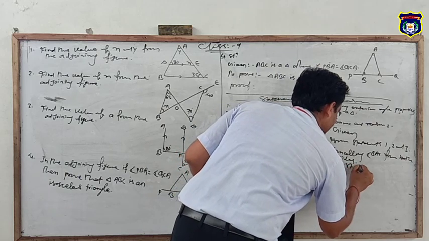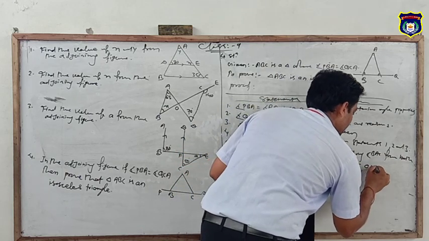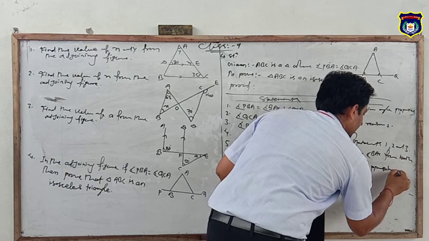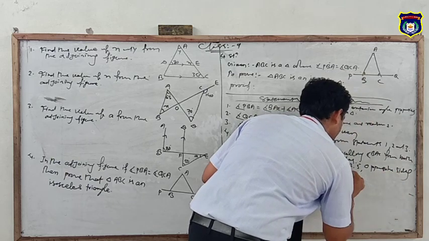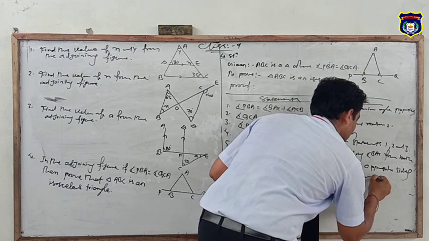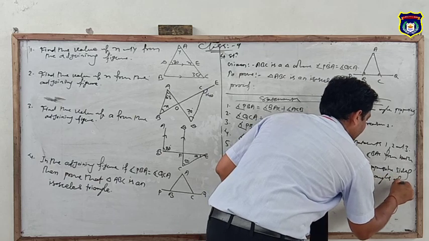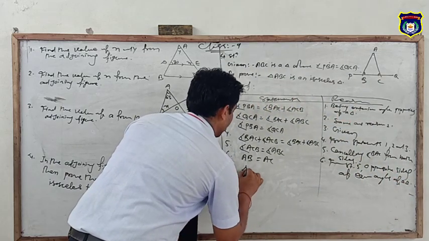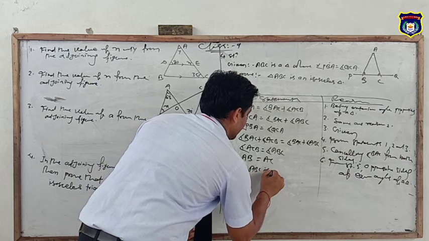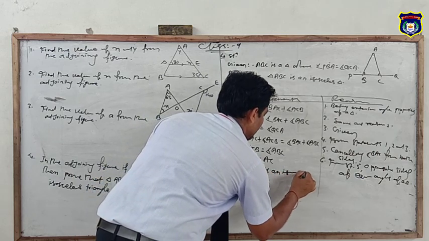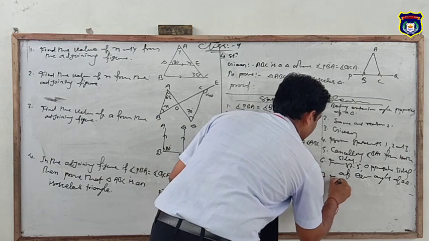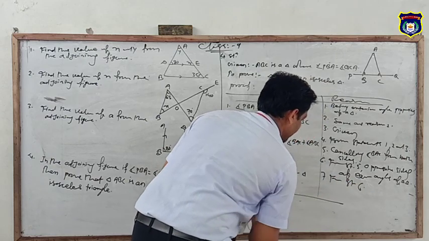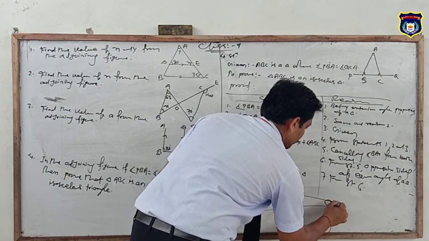From statement 5, opposite sides of equal angles of a triangle are equal. And number 7: triangle ABC is an isosceles triangle, from statement 6. Proved.